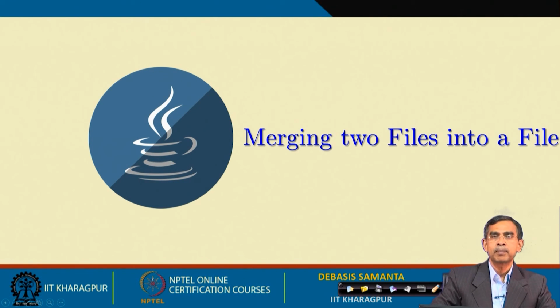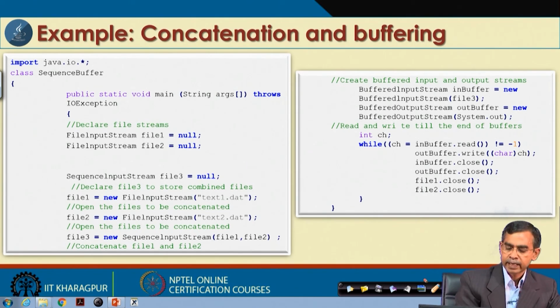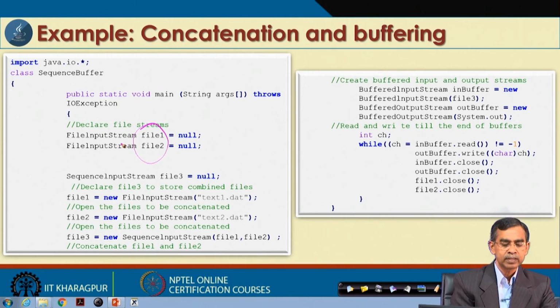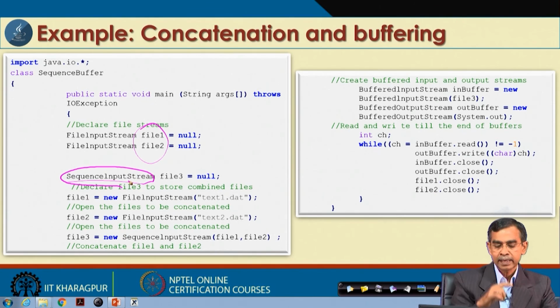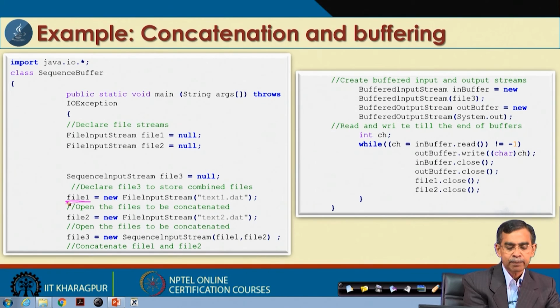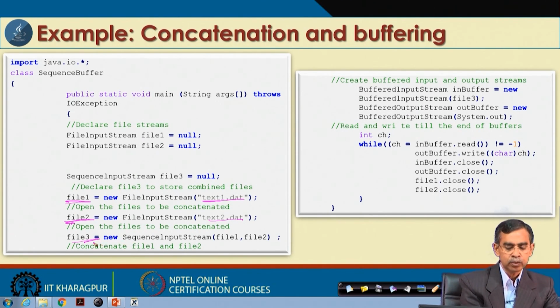Okay. Now, next is merging two files. It is basically the file buffer input stream mechanism, and this program is very simple. Here you can see we first create two file input streams, file 1 and file 2, and there is a sequence input stream. This basically takes the two files and converts them into one file. File 1 is the first object, file 2 is the second object that we have created, these are the names of the files, and file 3 is the concatenation or merging of the two files. So, we can create a sequence input stream object with file 1 and file 2.